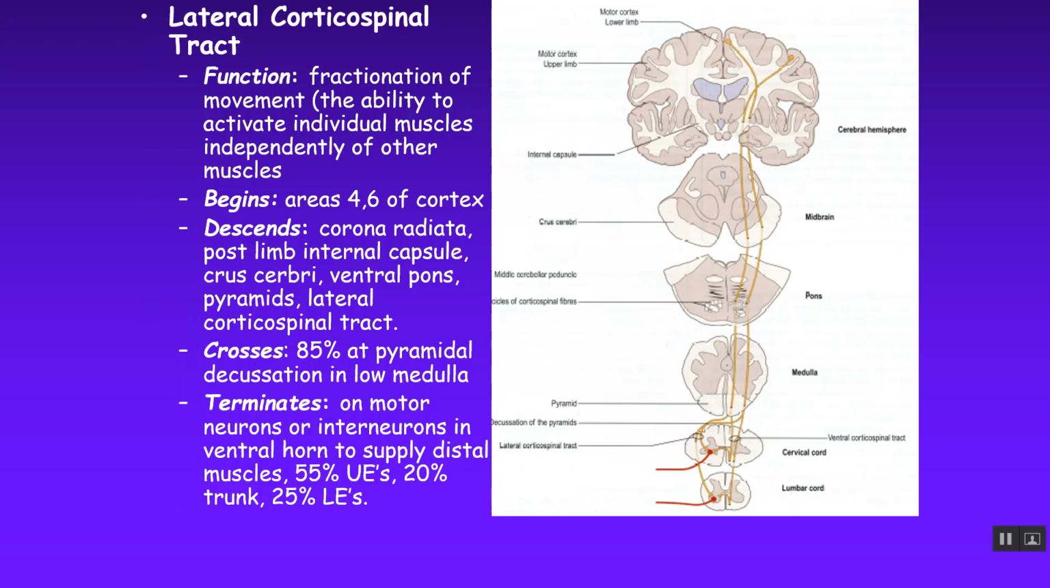So let's start with the lateral corticospinal tract. The lateral corticospinal tract is the one that you may have learned of.